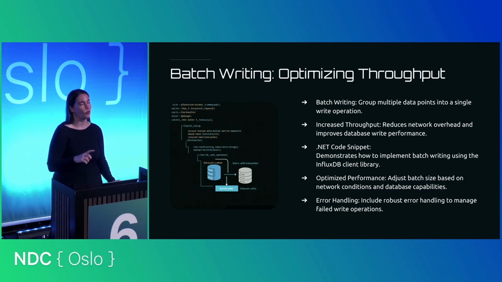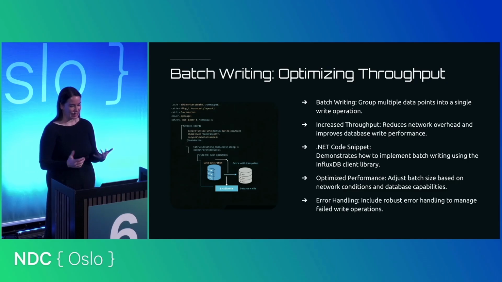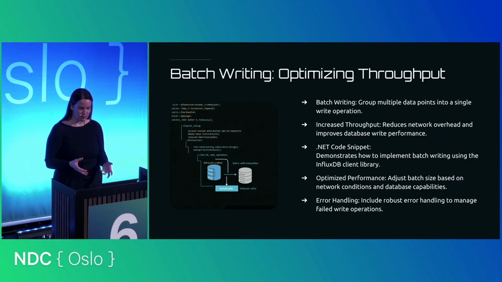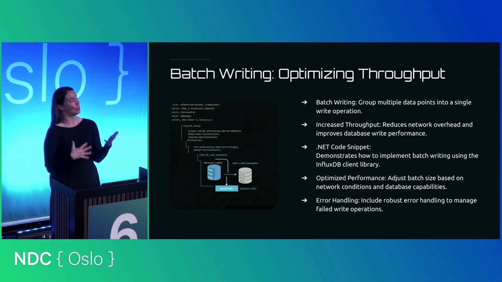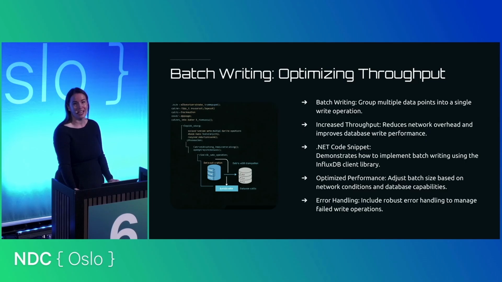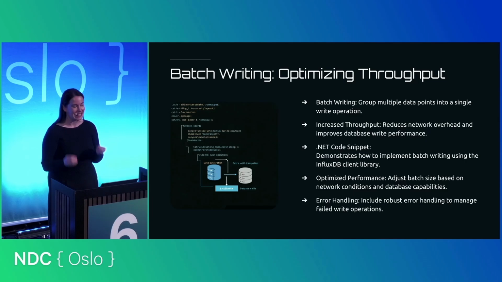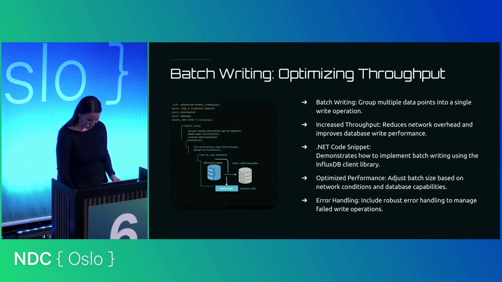For optimal performance, you'll want to adjust the batch size based on your specific network. If it's too small, you're not really getting the benefit of batching, but if it's too large, then you might encounter a lot of timeouts, etc. Don't forget that robust error handling is crucial. The number of times I've not captured something because I didn't handle it well is endless. So remember, writing data efficiently with line protocol is a bit of a learning curve, but it's not too bad once you get going.